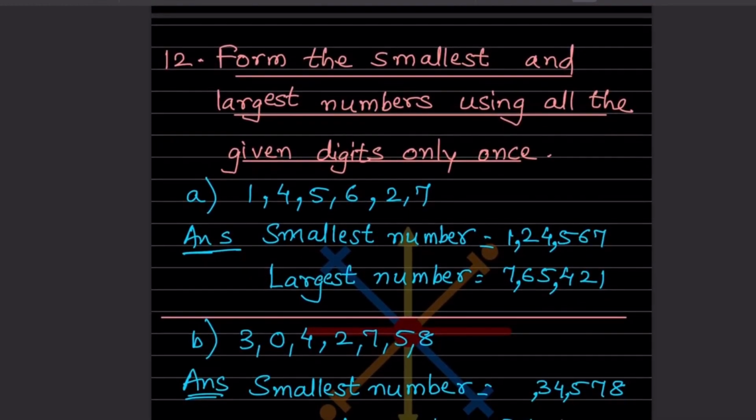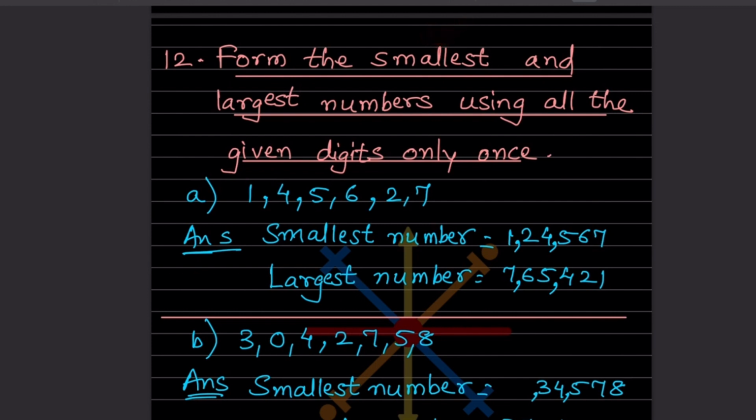It says that form the smallest and largest numbers using all the digits only once. See, this is important. The digits, we are going to take it only once. We are not going to repeat. Only once means we are not going to repeat the digits. We are going to form a number, whatever the digits are given over here, but we are going to use it only once.